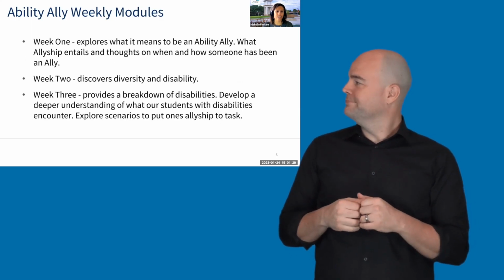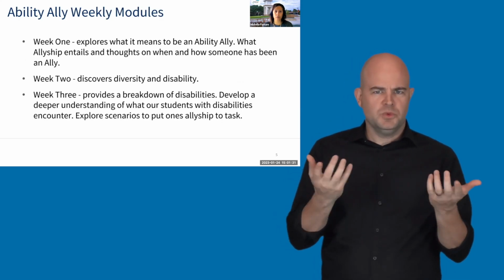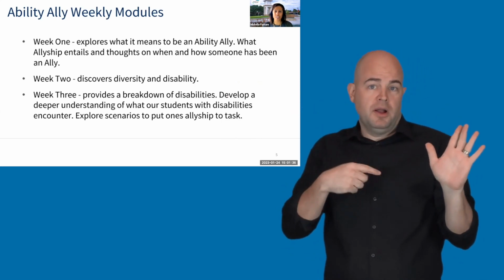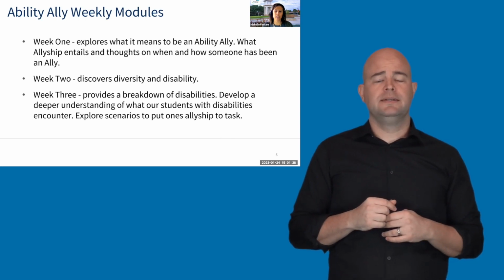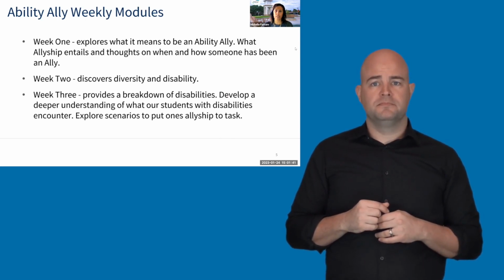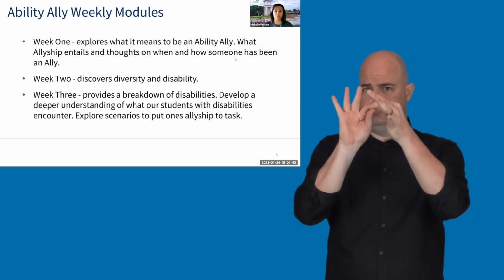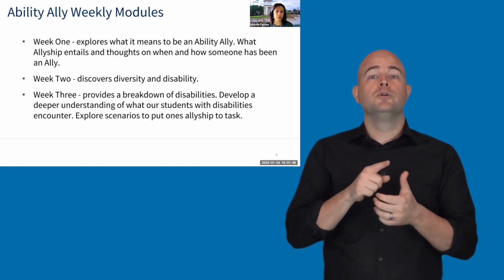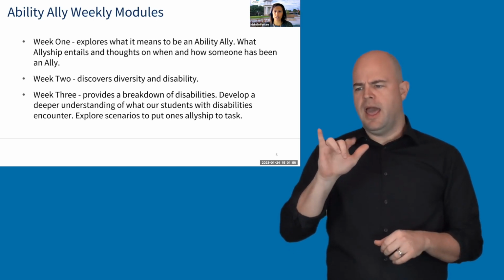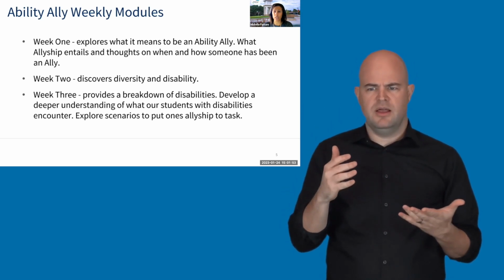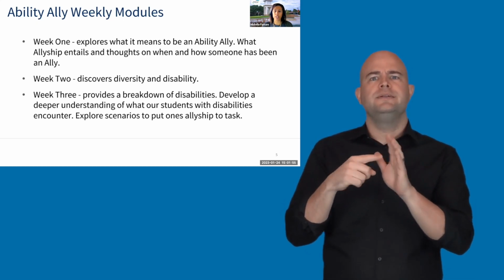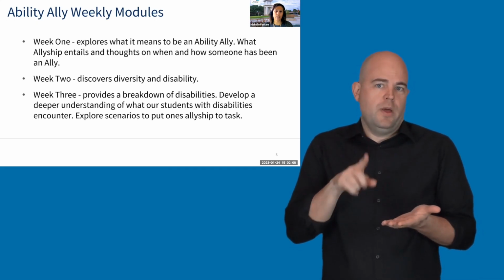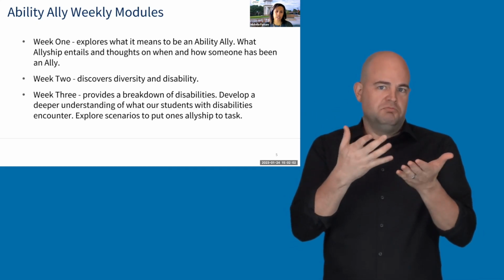Okay, next slide. So I just want to show you the breakdown of what we did each week, if you need some ideas. This is just what worked for us, and what we did each week was a flow for us and what we wanted, but it can certainly change. Week 1, we talked about Ability Ally, what that means, what it looks like, and how that's presented to students on campus.